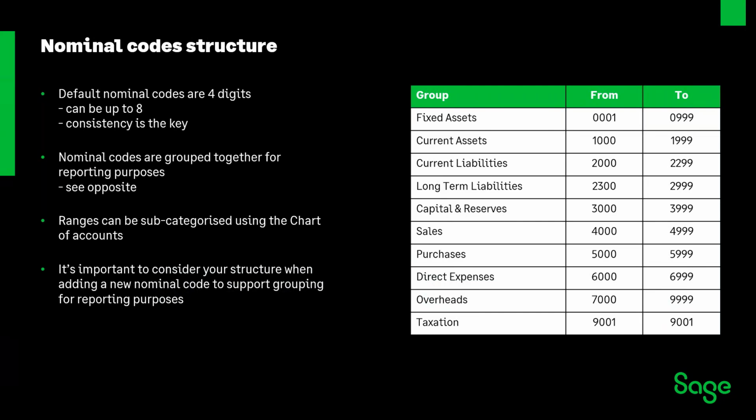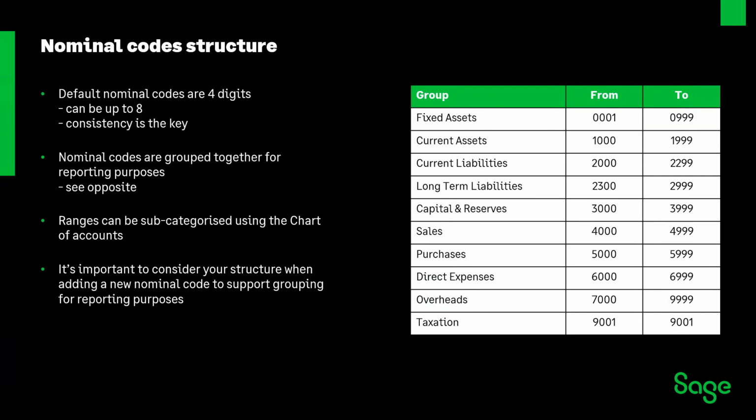Plenty of scope for that as well if you use 4 digits. Now, nominal codes are grouped together for reporting purposes. So if we look at that table on the right there on the slide I'm sharing, your fixed assets. The balance sheet determines the ranges. So by default, fixed assets covers from essentially nominal code number 1 up to 0999.